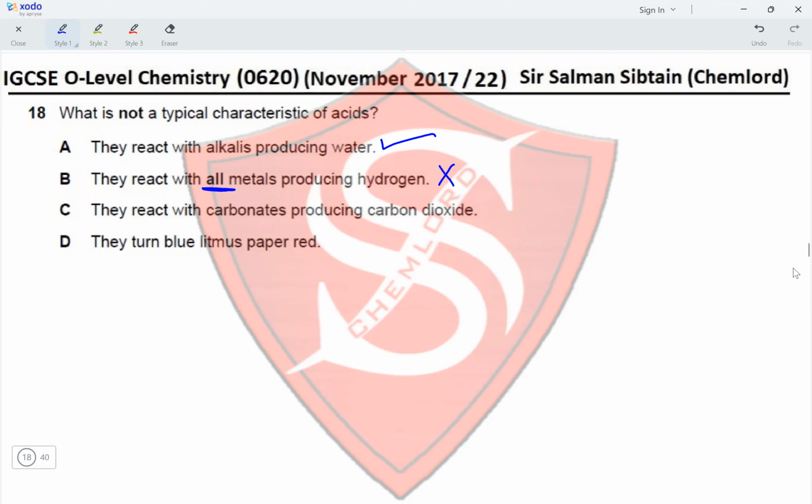They react with carbonates producing carbon dioxide. Yes, they would react with carbonates producing carbon dioxide, water, and salt. They turn blue litmus red. Yes, that is an identifying feature of acids. Therefore, the correct option for this question is option B.